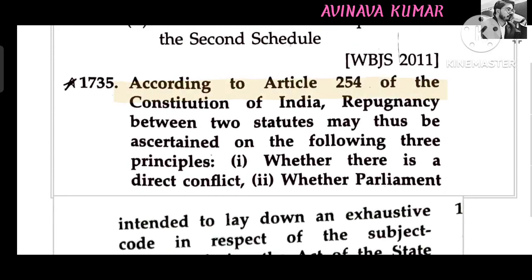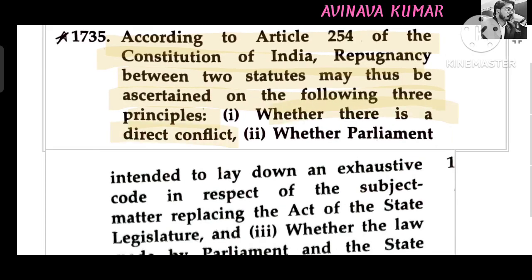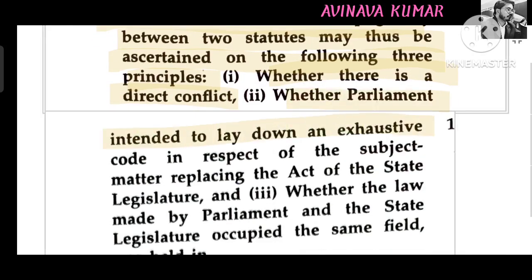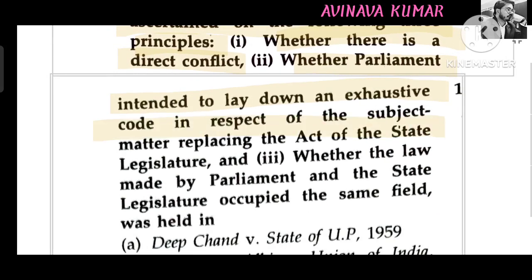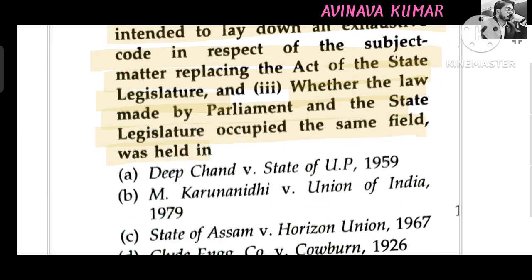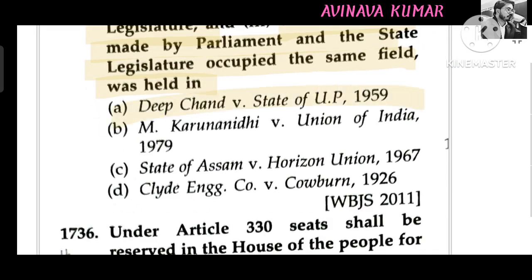According to Article 245 of the Constitution of India, repugnance between two statutes may be ascertained by the following three principles: whether there is a direct conflict, whether Parliament intended to lay down an exhaustive code in respect of the subject matter replacing the act of the state legislature, and whether the law made by Parliament and the state legislature occupied the same field. Upheld in Deep Chand versus State of UP, 1959.